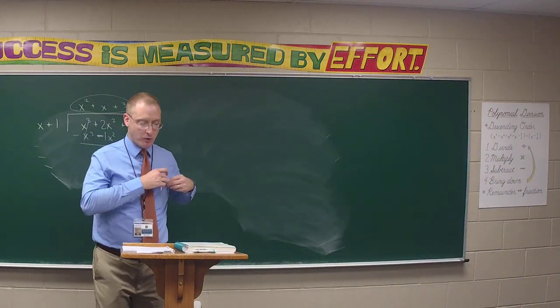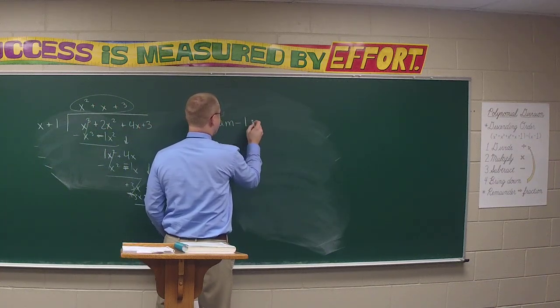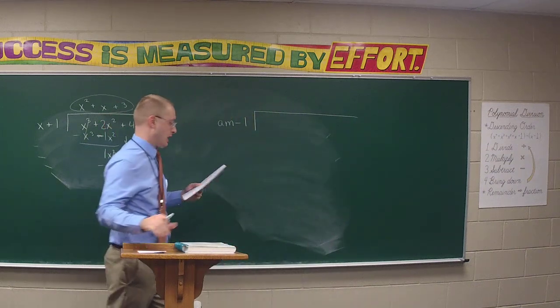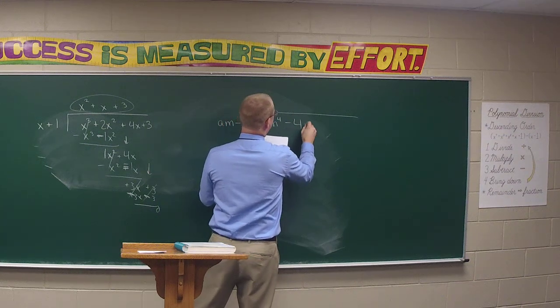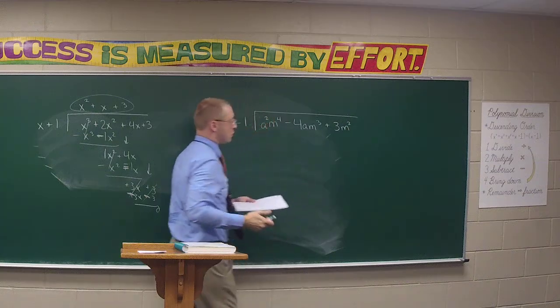Write this one down now. Outside the division house, I want you to put am minus 1, am negative 1. Inside the division house, a squared m to the 4th, negative 4 am cubed, positive 3 m squared.